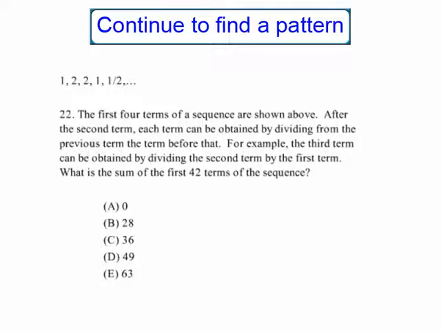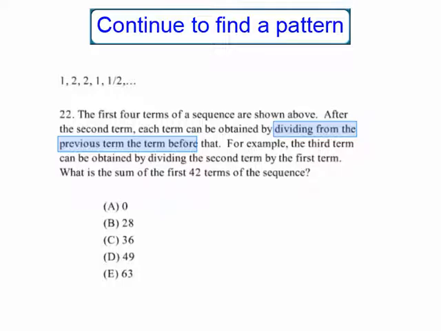In this case, the first 4 terms of a sequence are shown above. After the second term, each term can be obtained by dividing from the previous term the term before that. For example, the third term can be obtained by dividing the second term by the first term. What is the sum of the first 42 terms of the sequence? We haven't yet established a repeating pattern, so we have to find it.